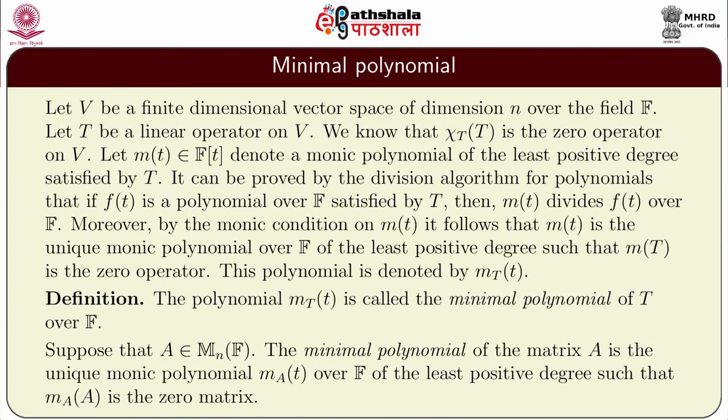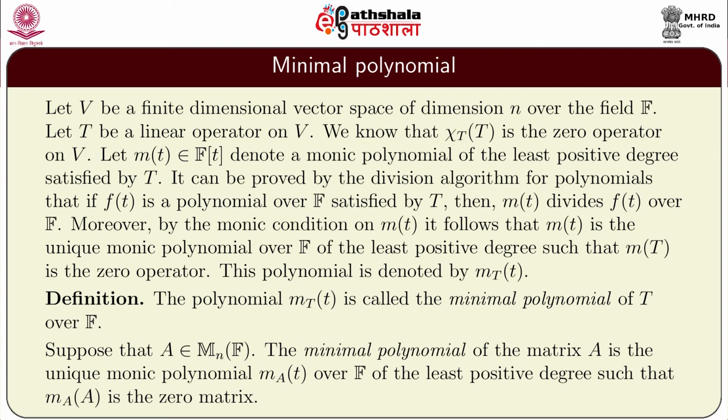Let V be a finite dimensional vector space of dimension n over the field F, T a linear operator on V. We know by the Cayley-Hamilton theorem that χ_T of T is the 0 operator on V. In other words, T satisfies the polynomial χ_T(t) over F. There is at least one polynomial in the polynomial ring F[t] which is satisfied by the operator T.